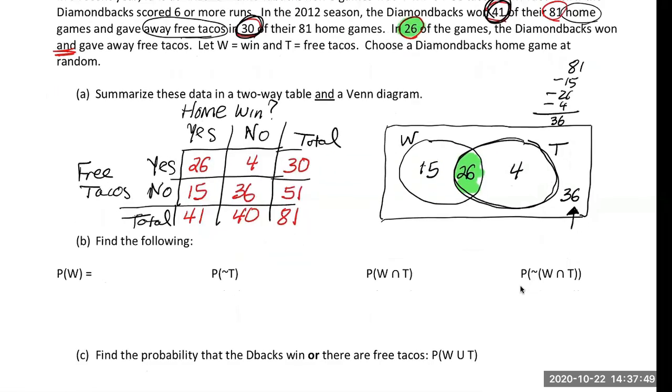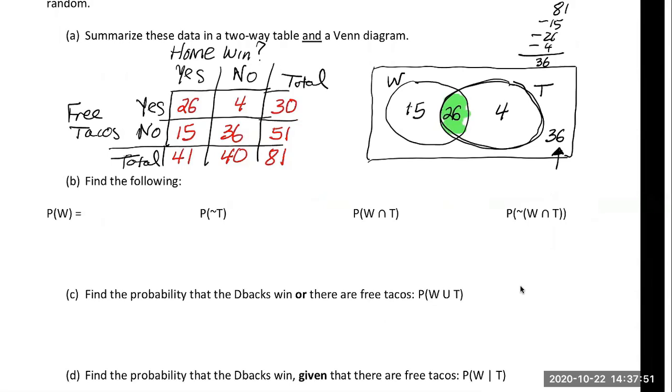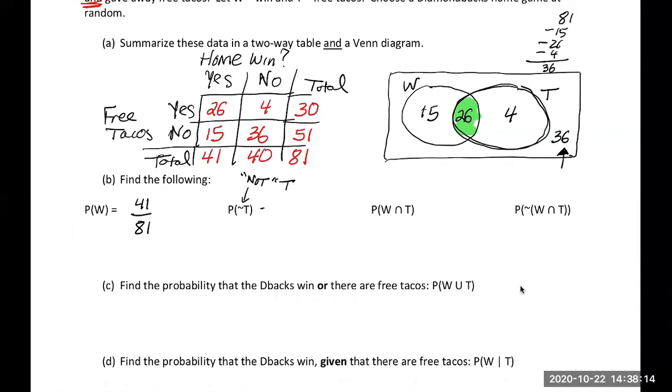Okay, so we have our Venn diagram and our two-way table. Let's answer some questions. Probability of W, probability they win. That would just be 41 wins out of 81. That's pretty simple. Didn't really need a two-way table for that. Probability that there was not, that little symbol right there is not T, that there were not free tacos, so that would be a no on free tacos.